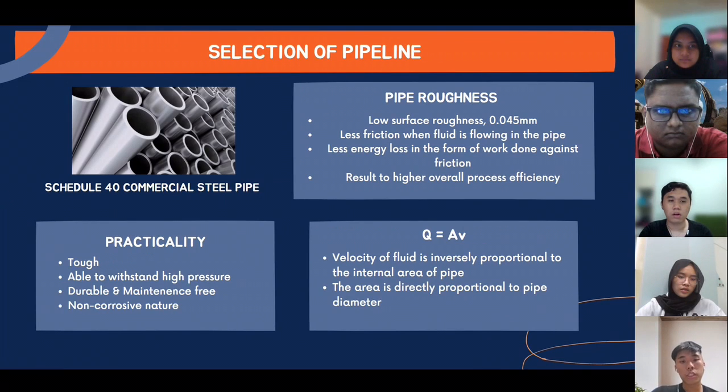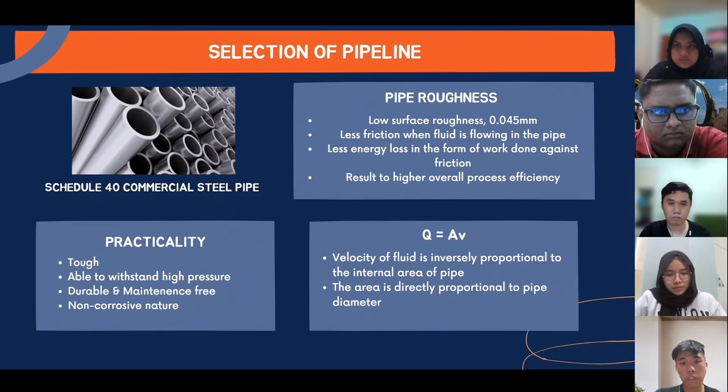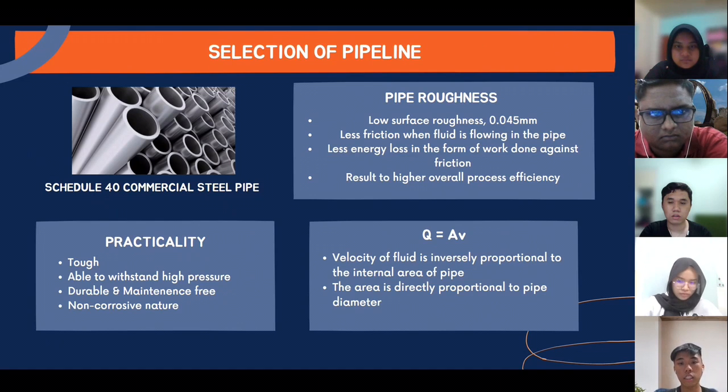Schedule 40 commercial steel pipe is used because this pipe is very tough and can withstand any pressure. In comparison to other types of pipes, it's also sturdy and long-lasting. Furthermore, this steel pipe is simple to install and handle, and installation and shipping expenses are both inexpensive.